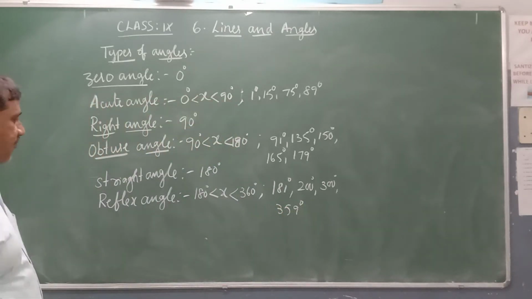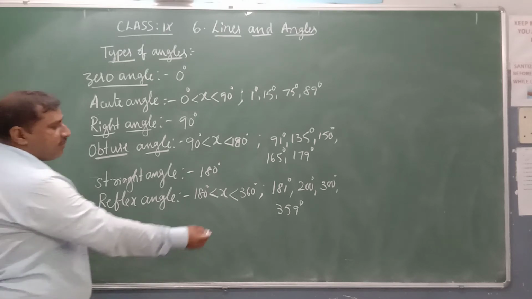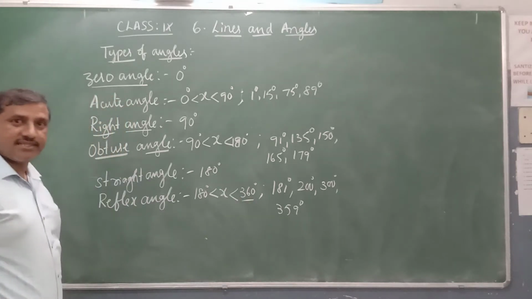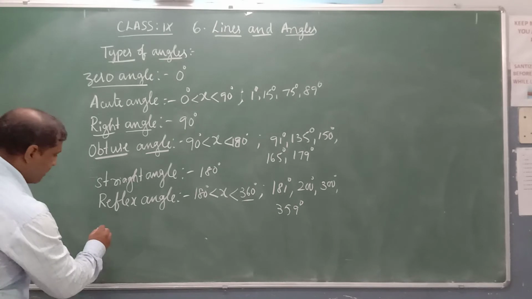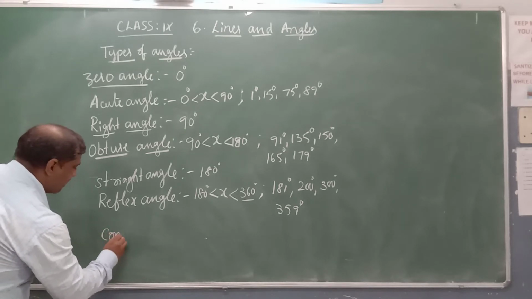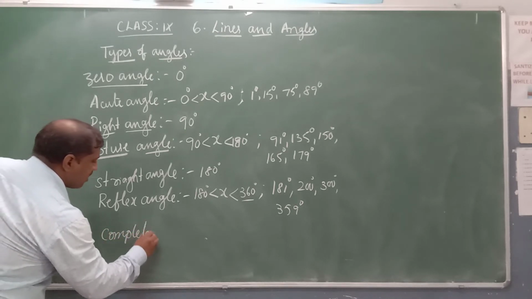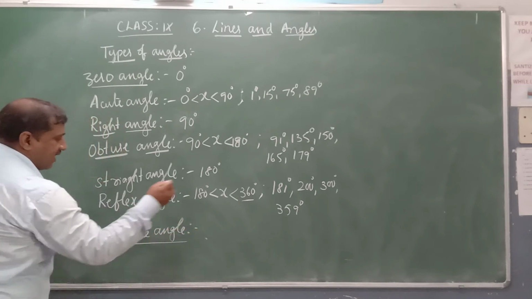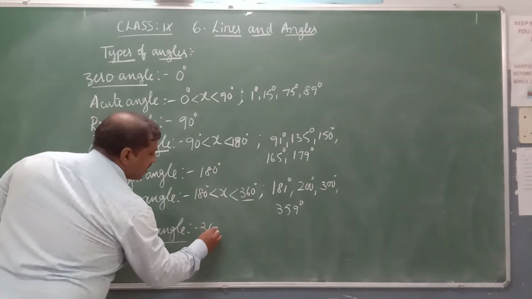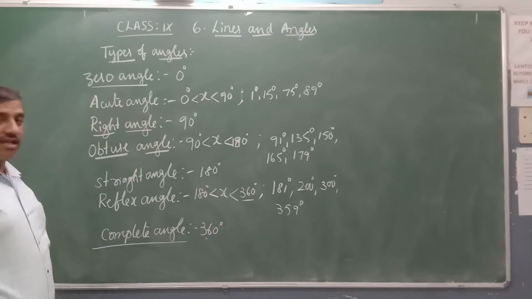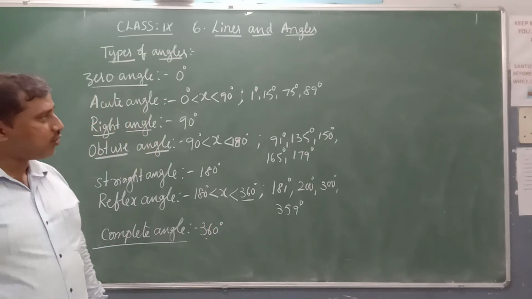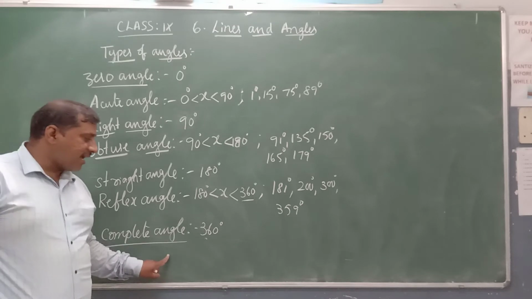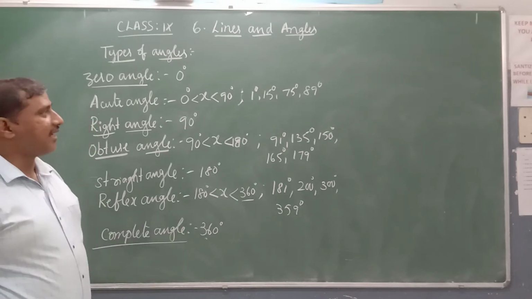Now, what do we call an angle whose measure is 360 degrees? It is a complete angle. So what is a complete angle? An angle whose measure is 360 degrees. Such angles are known as complete angles.